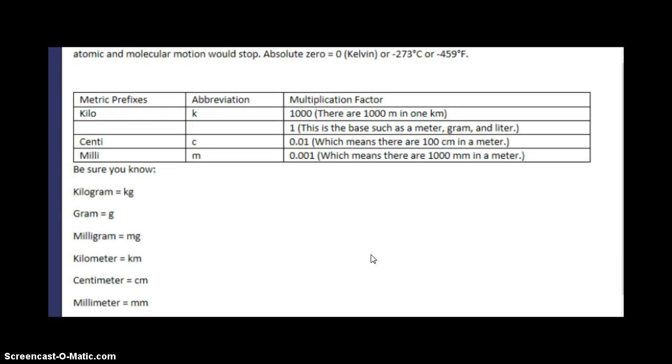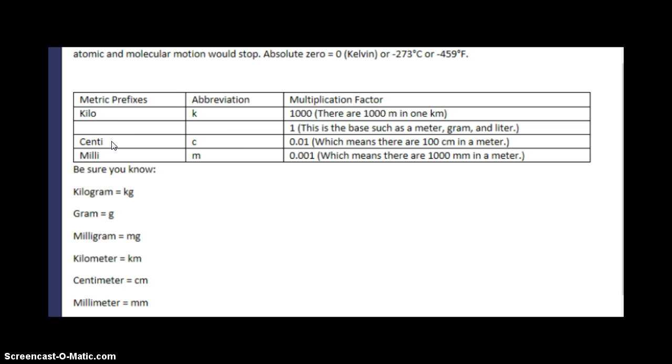Okay, the next section that you need to know, your metric prefixes. Kilo, abbreviated K, means 1,000. So there are 1,000 meters in 1 kilometer. Then the multiplication factor, when I put 1, that's your bases. Your bases are meters, grams, liters. So you can have a kilometer, a kilogram, a kiloliter.